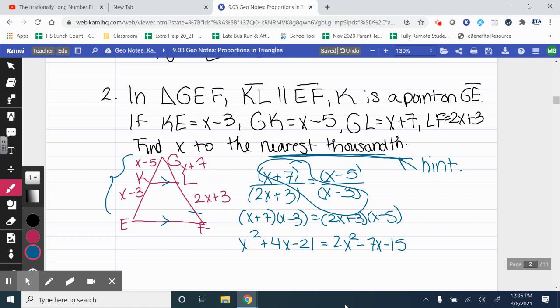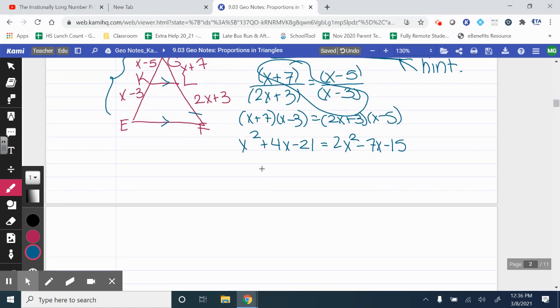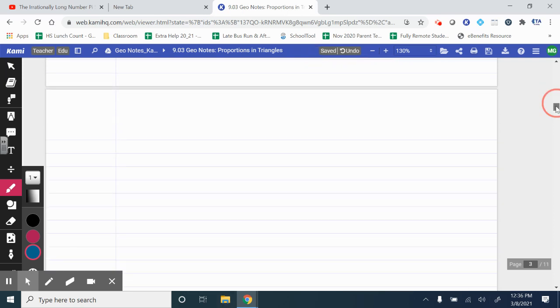Now I have x squareds and an x, so I need to get this equal to 0. So to do that, I want to bring everything over to the right side because I want to keep that x squared positive. So I'm going to go on to this next page. So here I get x squared minus 11x plus 6 equals 0.